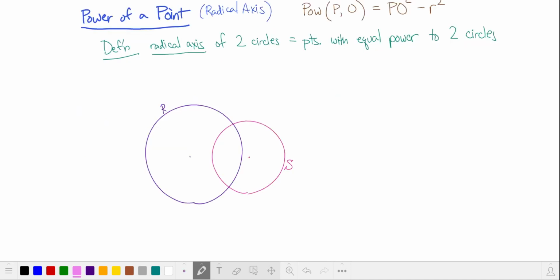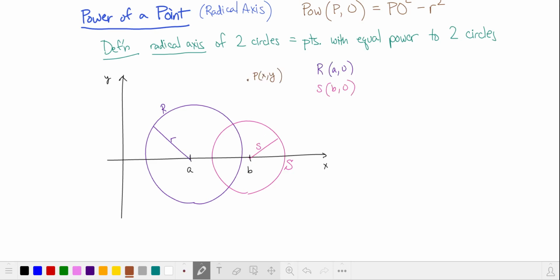Let's say we have two circles, circles R and S, and let's place them so that the centers of our two circles are on the x-axis. So it looks something like this. Let's say the center of circle R has x-coordinate a and the center of circle S has x-coordinate b. And let's have the radius of circle R be lowercase r and the radius of circle S be lowercase s.